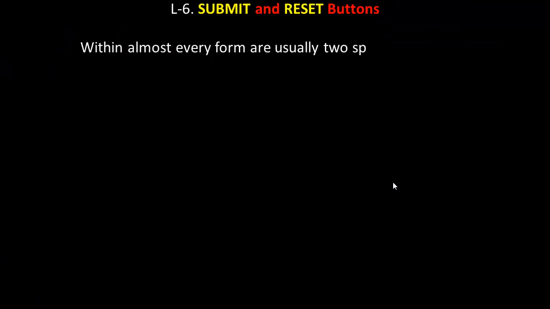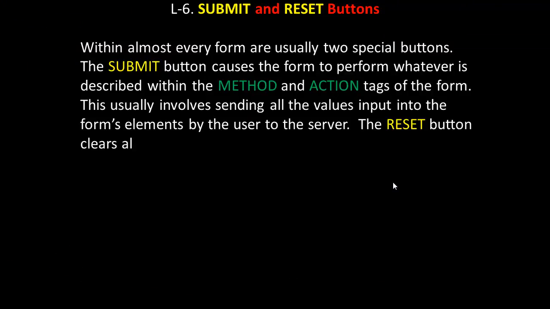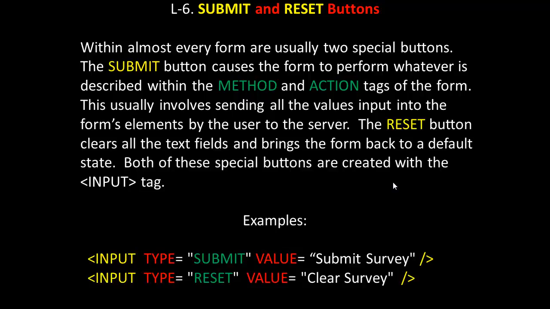It goes without saying, when discussing the topic of forms and input elements, that we should also discuss submit and reset buttons. Within almost every form are usually two special buttons. The submit button causes the form to perform whatever is described within the method and action tags of the form. This usually involves sending all the values input into the form's elements by the user to the server. The reset button clears all the text fields and brings the form back to a default state. Both of these special buttons are created with the input tag.